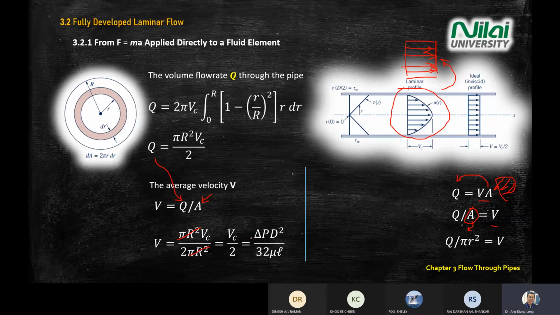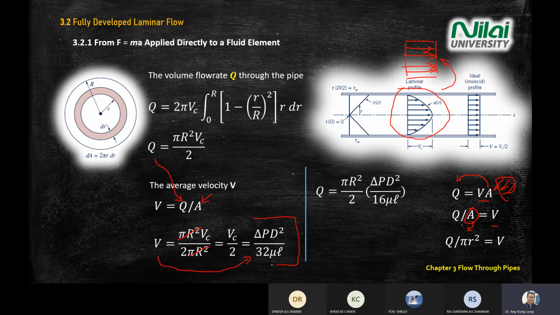And you know that your Vc equal to delta P d squared divided by 32 mu L. Okay. And you further, let me see, P d. Okay, so your V is in this term. Okay, V in this term. All right.